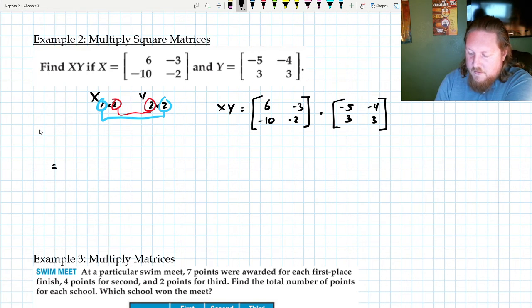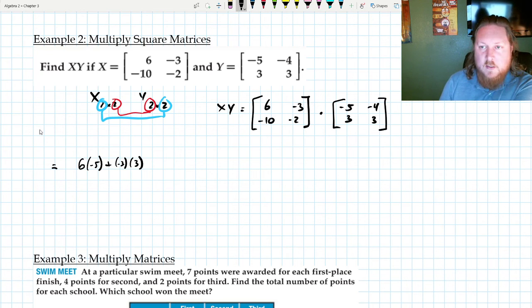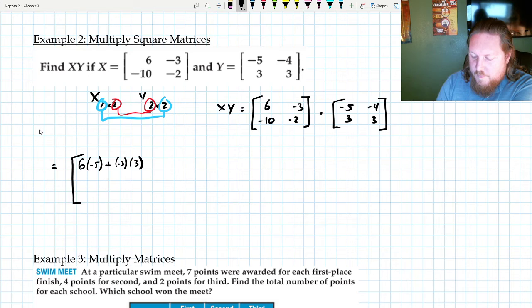So let's break it down piece by piece here. First row, 6 and negative 3. Those are each going to get multiplied. The 6 is going to get multiplied by the negative 5. We're going to add it to the negative 3 times the positive 3. And that is my first element of my resulting matrix. And remember, I said before, it's really important to have a scheme or a way to tell that things are separate from each other. It's going to come in really important in this kind of problem.